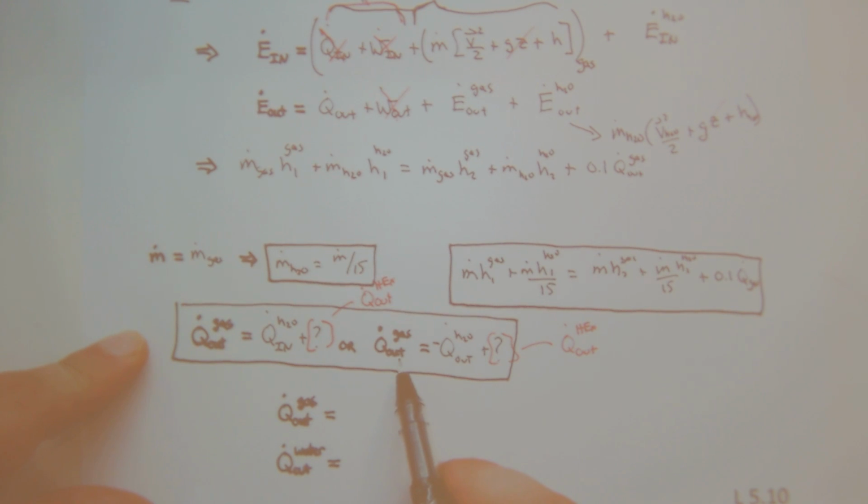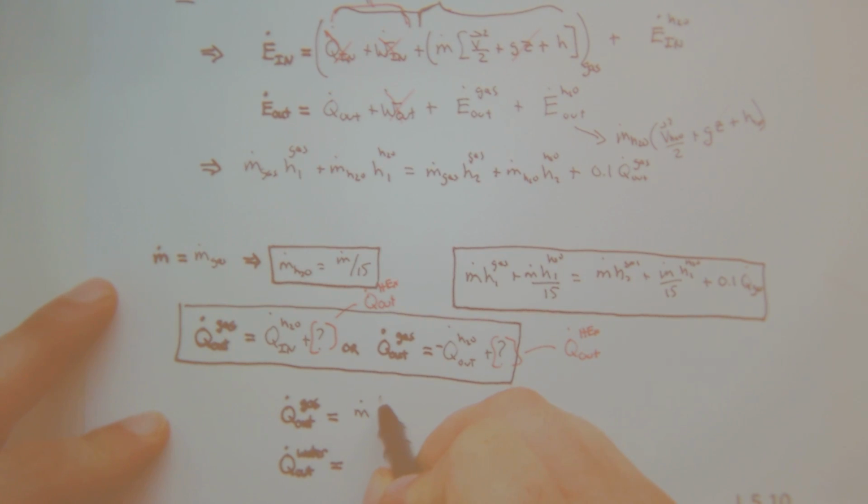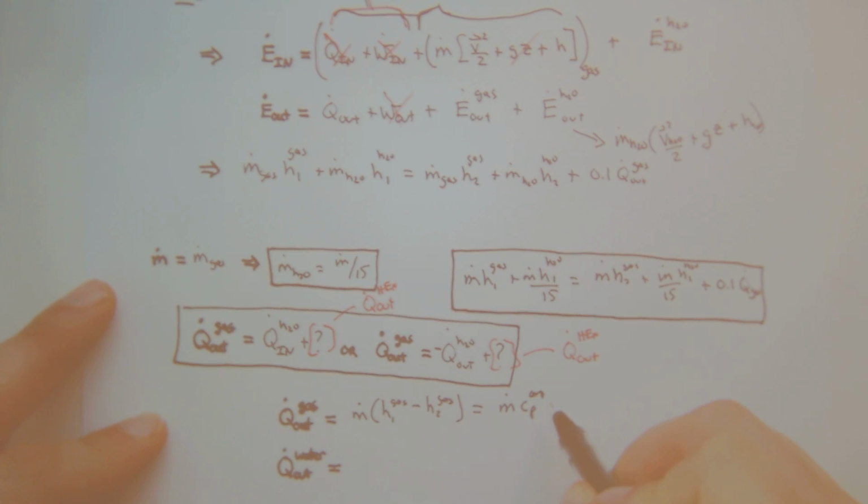But given I have this expression here, I can rewrite this as m dot (H1 gas minus H2 gas), and then I can use my heat capacity relation. So m dot Cp average of my gas, (T1 gas minus T2 gas). And the same I can do here, m dot, but this time over 15, (H1 H2O minus H2 H2O), likewise m dot over 15 Cp average H2O (T1 H2O minus T2 H2O).